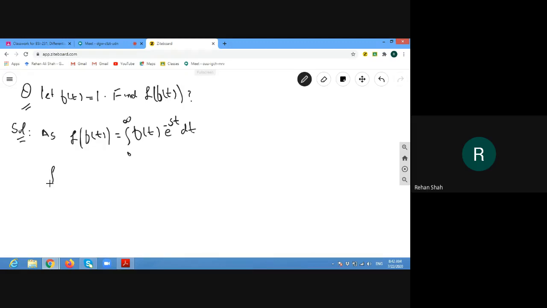So what is f of t in this case? Now f of t is 1. If you put f of t equal to 1, you will obtain 1 into e power minus st, because f of t is 1. Now you integrate e power minus st with respect to t, so you will obtain e power minus st divided by minus s, from 0 to infinity.